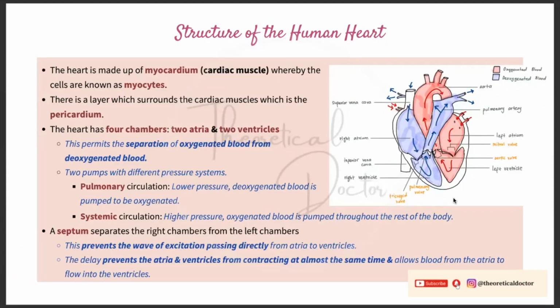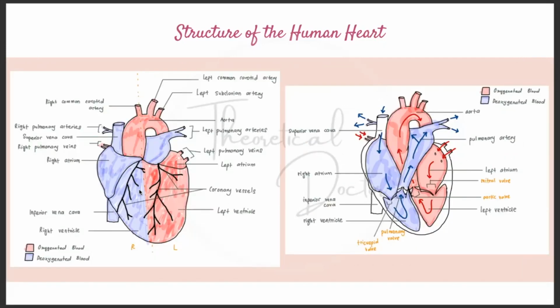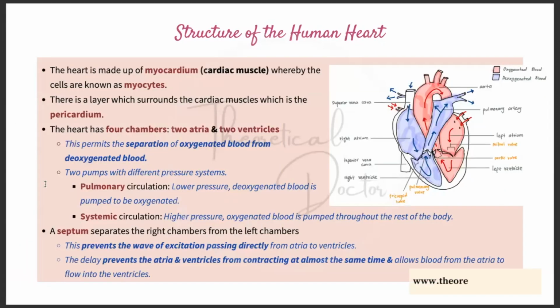So the heart is made up of myocardium. Myocardium refers to the cardiac muscle, whereby the cells are known as myocytes. There is a layer which surrounds the cardiac muscles, which is the pericardium. Over here, you have the surface of the heart. There is a membrane covering the heart, and that's called the pericardium. The heart is made up of four chambers consisting of two atria, the right atrium and the left atrium, as well as two ventricles, the right ventricle and the left ventricle.